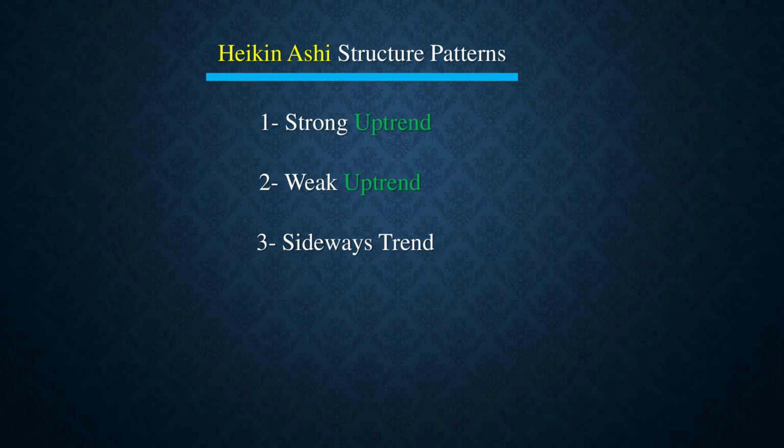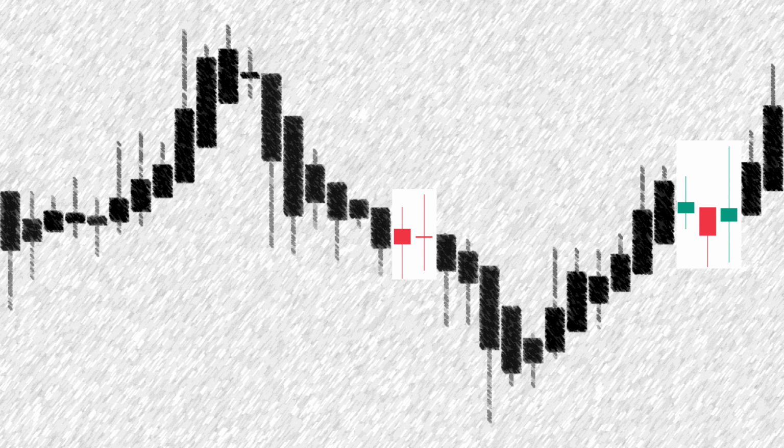The third pattern is a sideways trend. This area is composed of several doji candles with red or green bodies, and this illustrates that there is uncertainty in the market and traders cannot decide about their next moves.